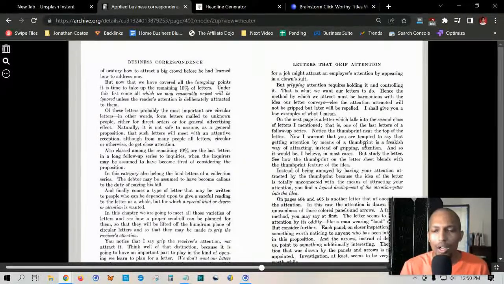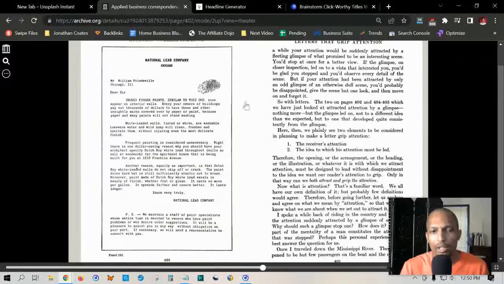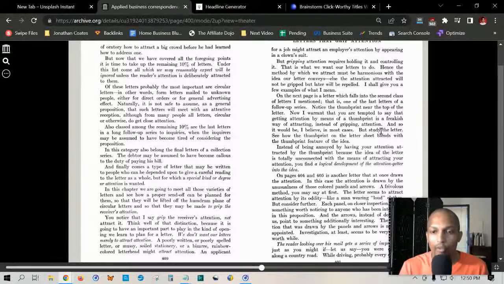He gives a cool example on the next page here, and I'm just going to go over this with you real quick. But before I get into it, let me just read what he says beforehand. He says that on the next page is a letter which falls into the second class of letters that he mentioned, that is, one of the last letters of a follow-up series.